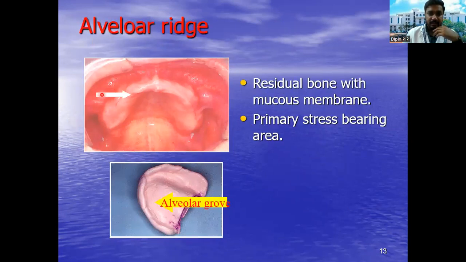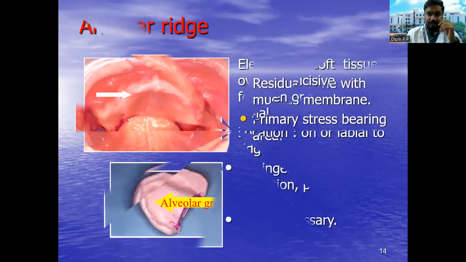Then we have the alveolar ridge. Alveolar ridge is residual bone with mucous membrane. The residual ridge is a primary stress bearing area. The alveolar ridge should have proper thickness, or it should be covered with a thick mucous membrane. A thin alveolar ridge is not considered a primary stress bearing area, mainly in the mandible. So this alveolar ridge will be recorded as an alveolar groove in the impression.